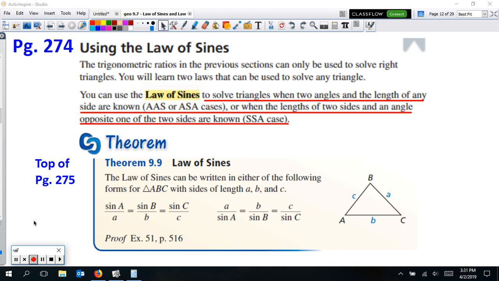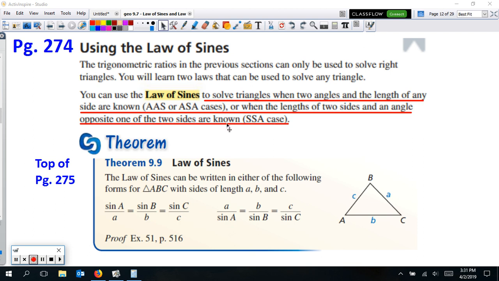Okay, so now on to the law of sines. In your vocabulary on page 274, this is what you want to write down for the law of sines. You use the law of sines to solve triangles when two angles and the length of any side are shown. So you can have an angle, side, angle case, or when the lengths of two sides and any opposite angle of the two sides are shown. So that'd be a side, side, angle case.